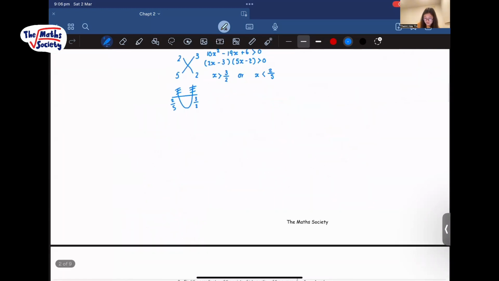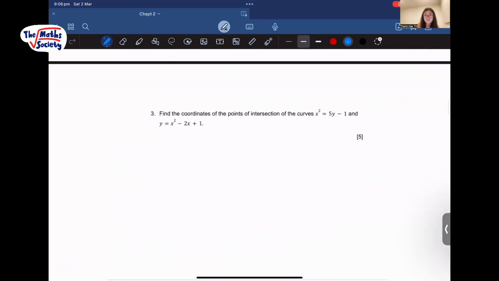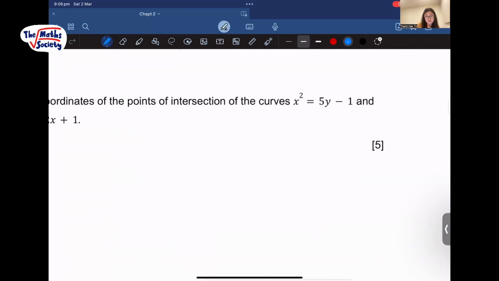Yep. And then we'll go on to question 3, which is to find the coordinates of the point of intersection of a curve, x squared equal to 5y minus 1, and y equal to x squared minus 2x plus 1. So firstly, we'll try to find y for x squared equal to 5y minus 1. So it'll be x squared plus 1 equal to 5y. So if you want y, it'll be x squared plus 1 divided by 5.